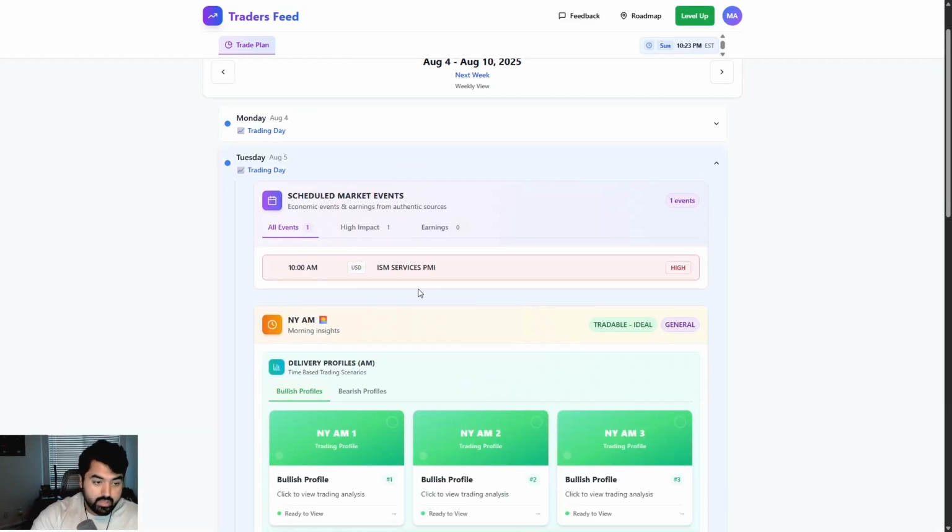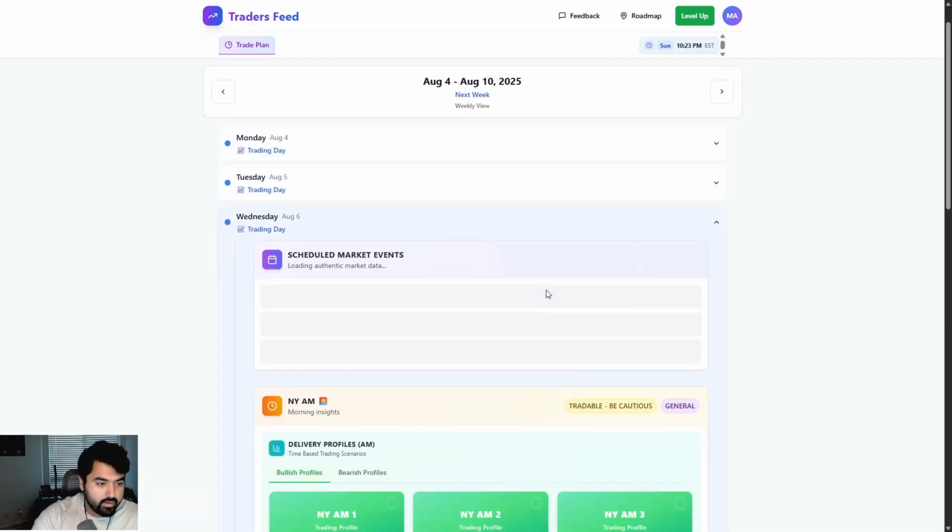Tuesday, August 5, 10 a.m. news. So basically what I would like to see is a manipulation at 9:30. If there is no manipulation before or after 9:30, then I will wait for 10 a.m. to open and manipulate, and then I will trade and see where we want to go from there.